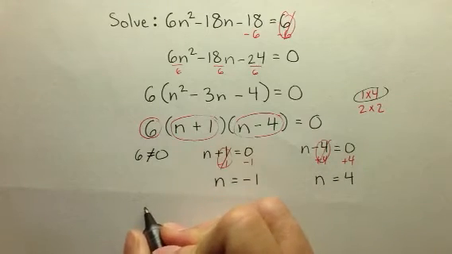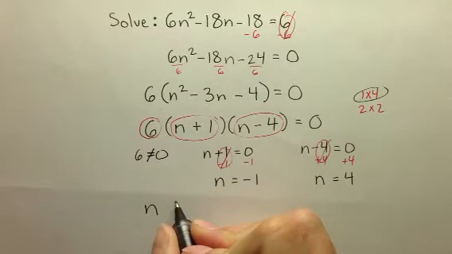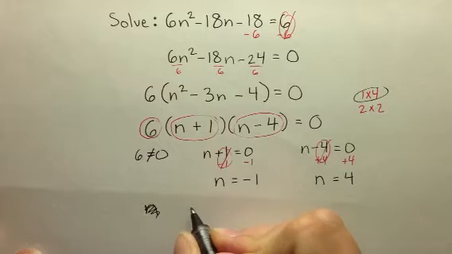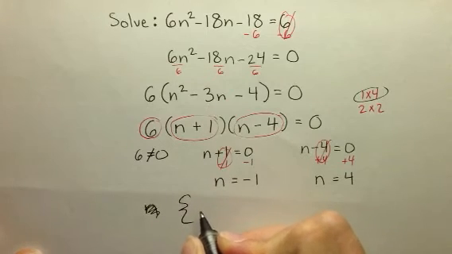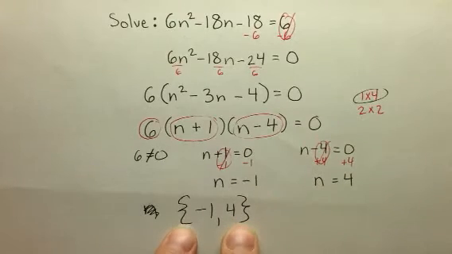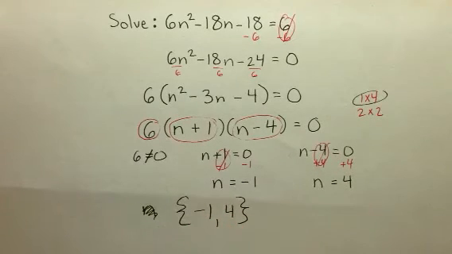If we write our answer in set builder notation here, we would say, actually let me just write it as a solution set. Our solution here is negative 1 and 4. Notice I'm not putting parentheses. I'm not writing an ordered pair. This is not a point on a graph. It's my solution set. These are my 2 solutions.